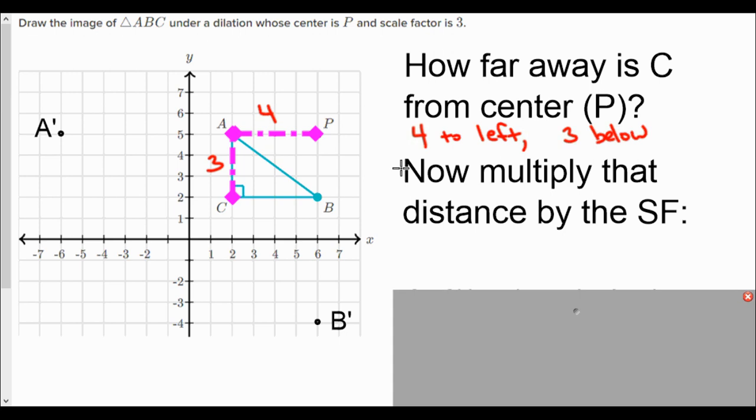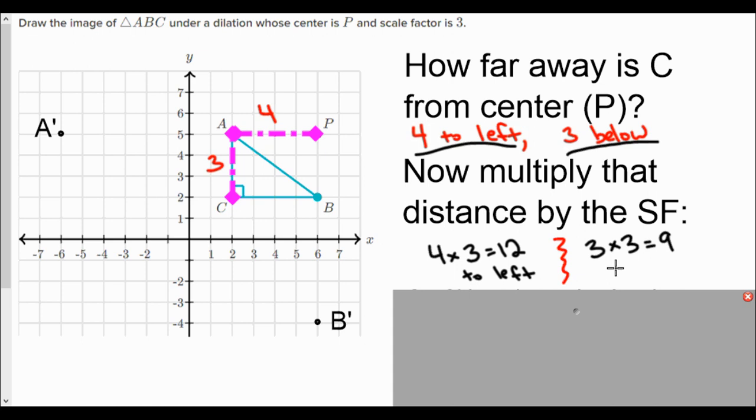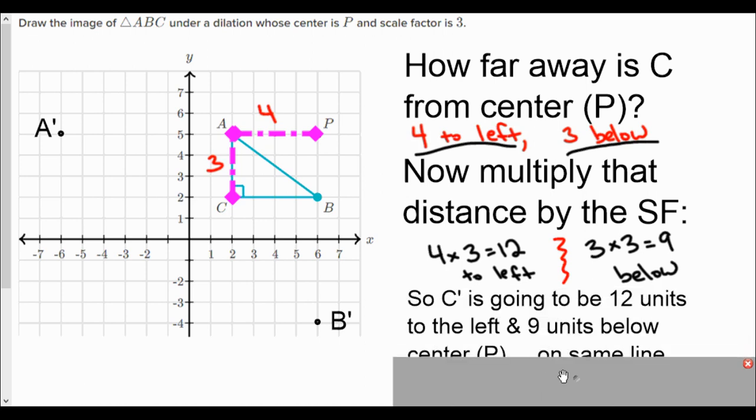Now we're going to multiply both of those separately by the scale factor. So 4 times 3 will equal 12. And so that means that C prime is going to be 12 to the left of P. And now we're going to come over here and use that 3 below. 3 times 3, take that 3 and times it by the scale factor. And that means it's going to be 9 below center P. Okay? So let's go ahead and make sure that we're good with this. C prime is going to be 12 to the left and 9 below center P.